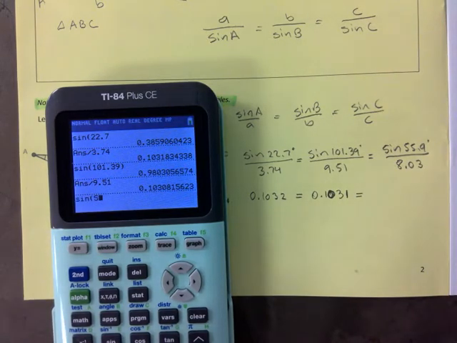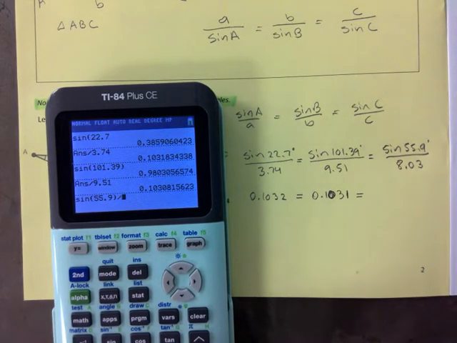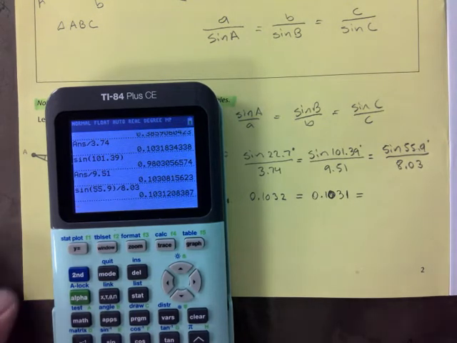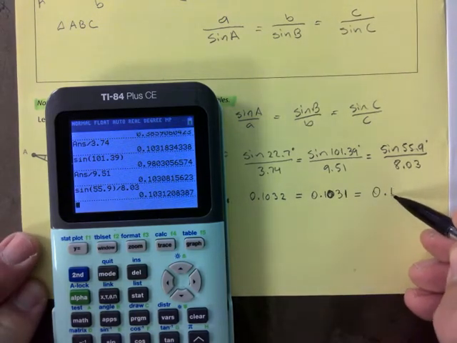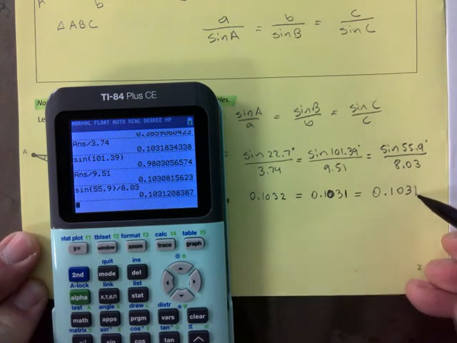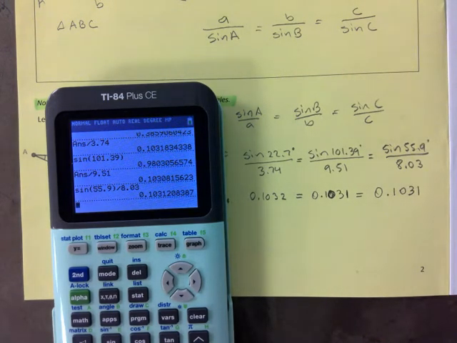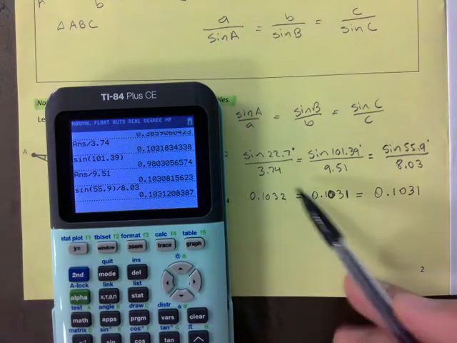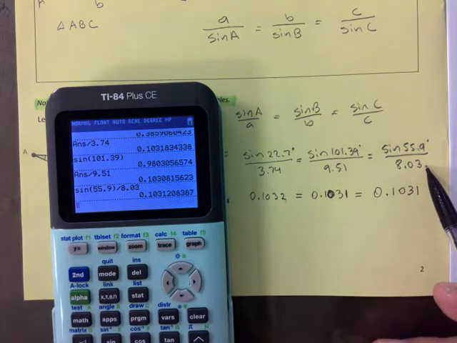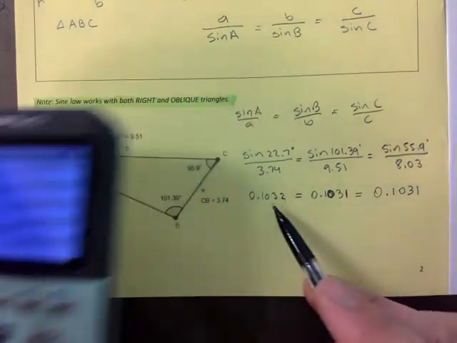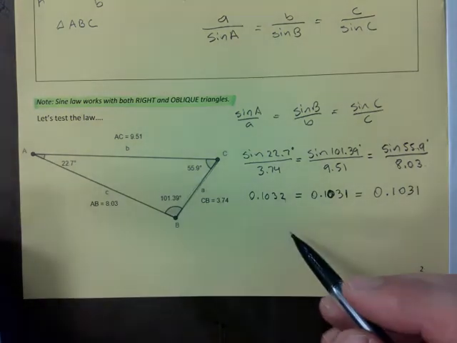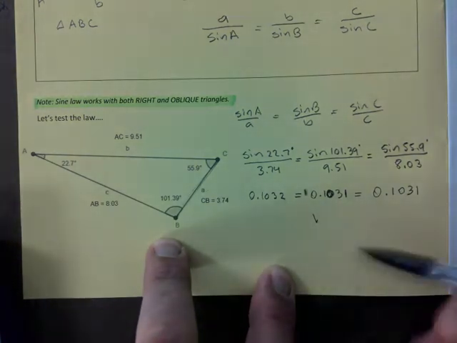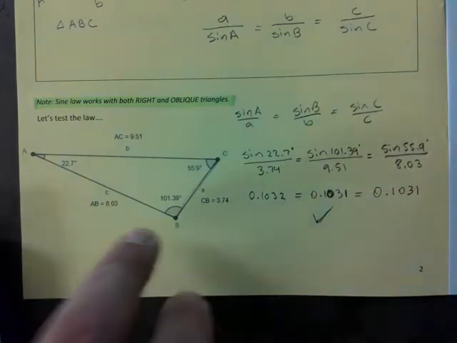And then we go sine of 55.9. If you're going to divide it right away, I would close the bracket. So if you want to go that divided by 8.03, you get 0.1031. And you're like, Mr. Dirksen, you lied to us because look, right? That's not quite right. And that's because of rounding. I should have used more decimal places, and then it would have worked out just fine. But you can tell that it's very close, right? So it checks out. Sine law works. Okay.